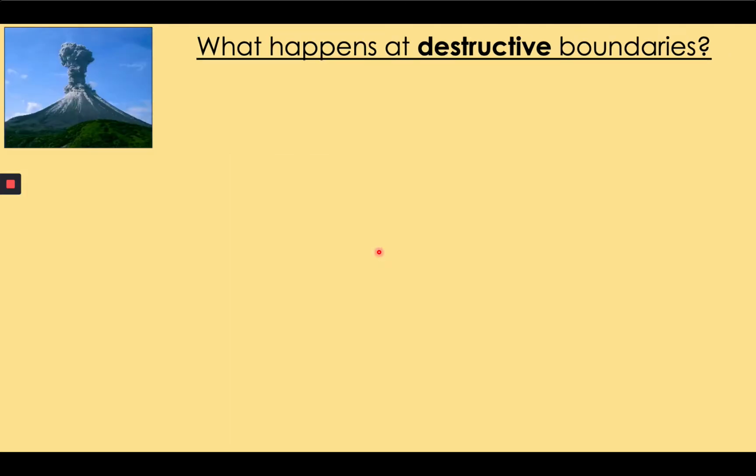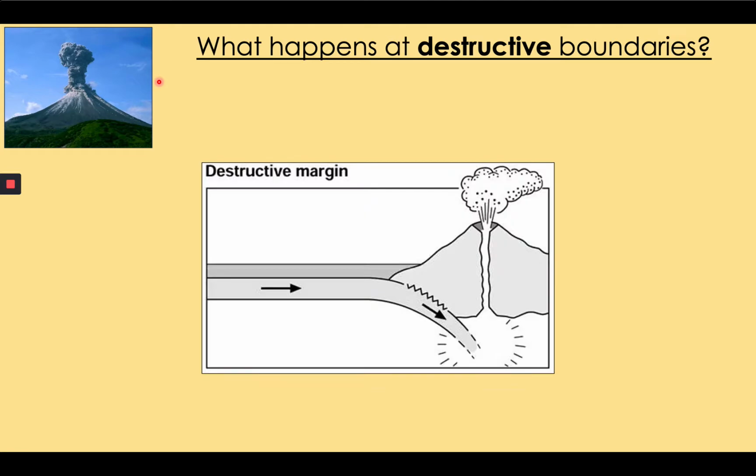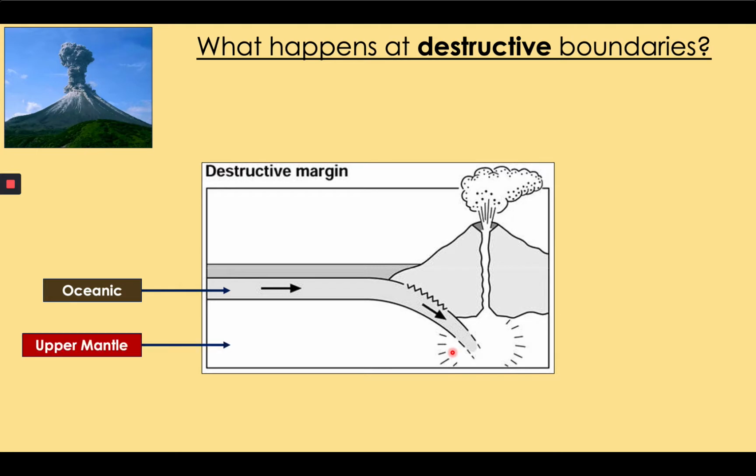What about destructive boundaries? At a destructive boundary, you get massive explosive volcanoes like this, Mount Pinatubo in the Philippines. So what's actually going on? Well, at a destructive plate boundary, plates are colliding. Oceanic crust is subducting, which means going beneath continental crust.